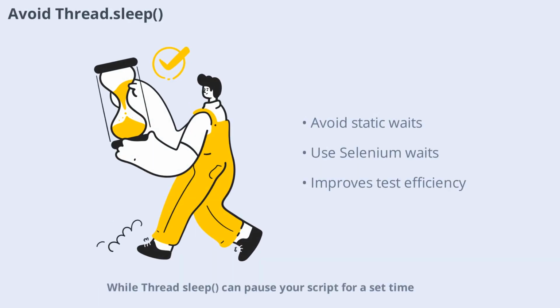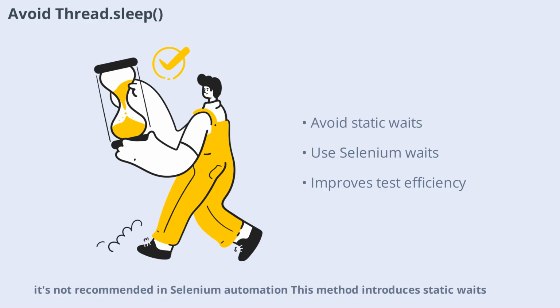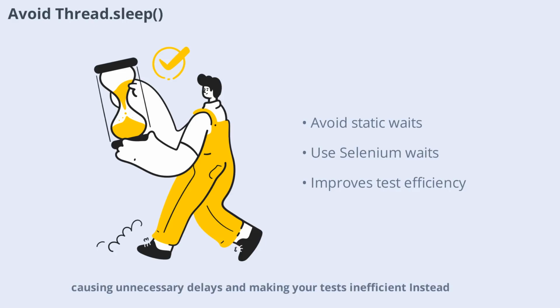While Thread.sleep can pause your script for a set time, it's not recommended in Selenium automation. This method introduces static waits, causing unnecessary delays and making your tests inefficient. Instead, use Selenium's built-in waits to synchronize your scripts with the application state, ensuring faster and more reliable test execution.